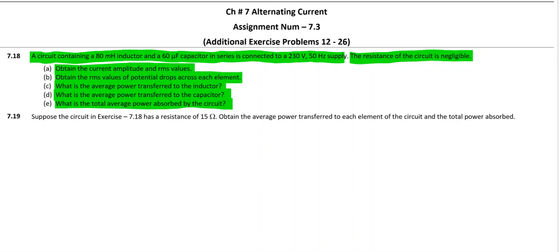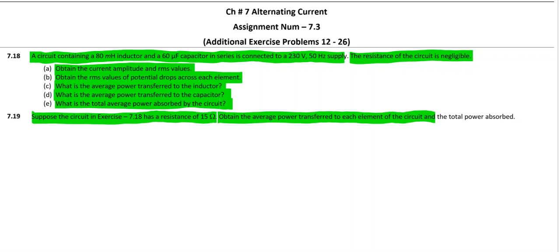In the next one, that is 7.19, we are supposed to consider the same circuit but with resistance value 15 ohm, and then we are asked to obtain the average power transferred to each element of the circuit and the total power absorbed. So let us first start with 7.18, and we start with the list of values.